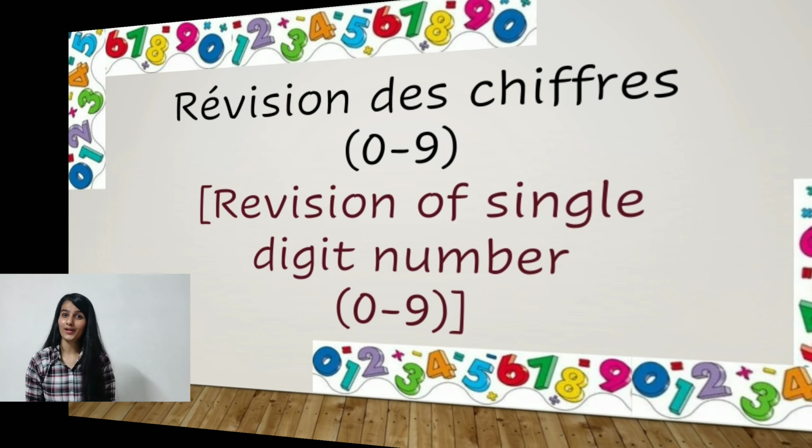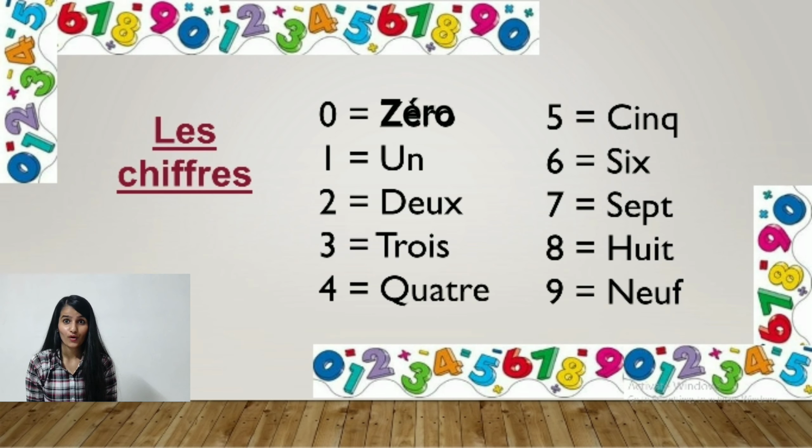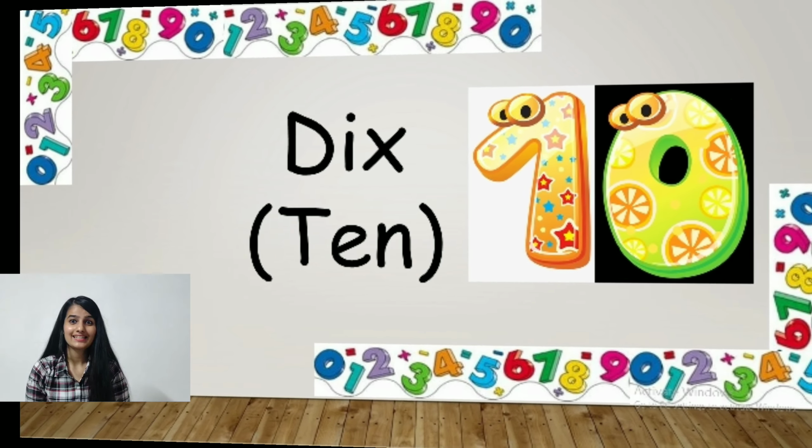So let's now quickly revise all of them. 0, 1, 2, 3, 4, 5, 6, 7, 8, 9. Perfect. So now let's move forward.